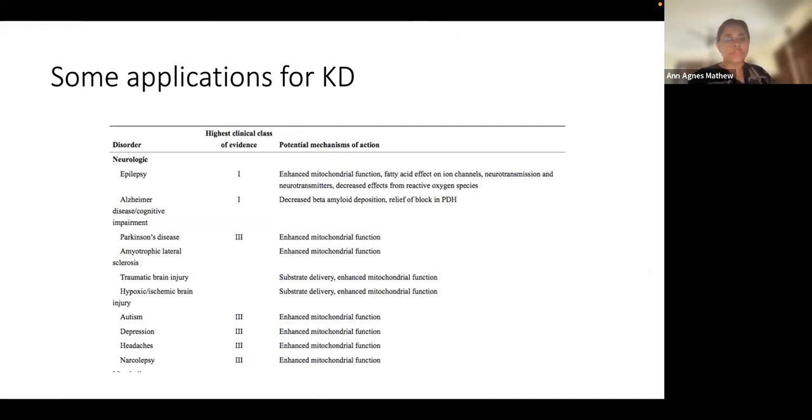So these are the list of things. When we put autism here, there are people who believe autism is not a disease. Epilepsy is not a disease. Epilepsy is an umbrella term for multiple different things. Many genetic epilepsies, which are very difficult to control, ketogenic diet helps.